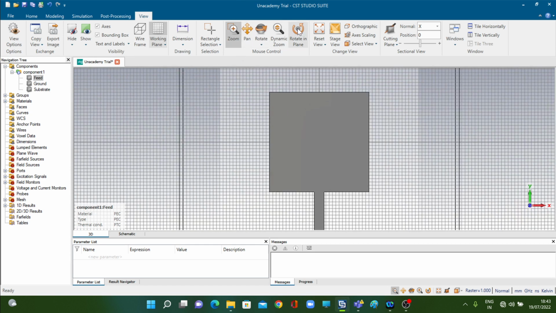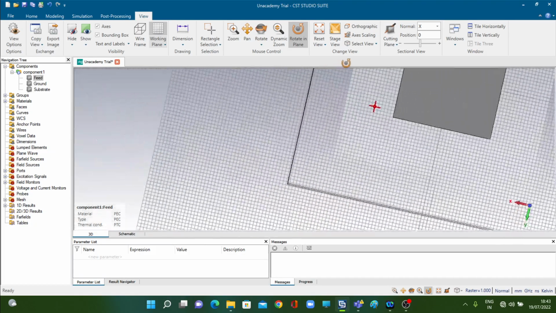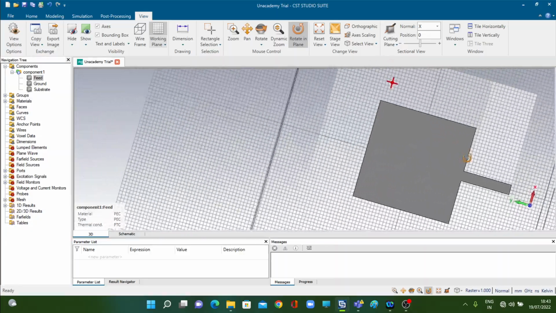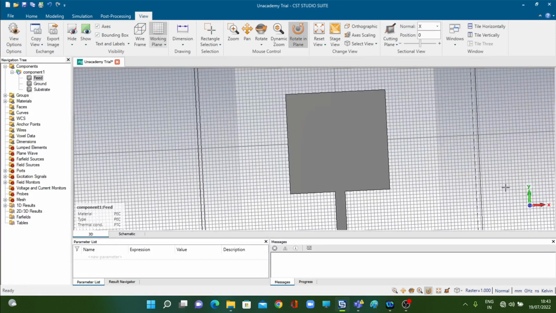Rotate. Now let me show this first. Rotate in plane. If you activate rotate in plane, then you won't be able to see the other side of the substrate. Suppose this is showing you the front side of the substrate. If you rotate in plane, you can rotate it, but you can't view the other side. See, always the front side is visible. So if you want that, you can always keep this rotate in plane option highlighted.